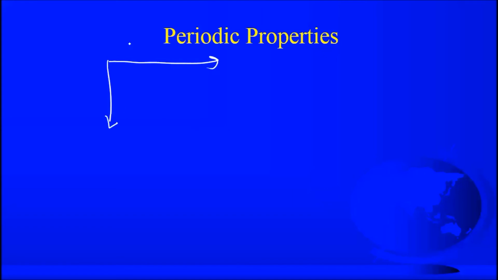All right, here we go. Let's review it all. Atomic radius. Atomic radius is the distance from the nucleus to the outermost electron. What happens to atomic radius as you go from left to right? The nucleus gets bigger, therefore the electron gets smaller. What happens to it as you go down?